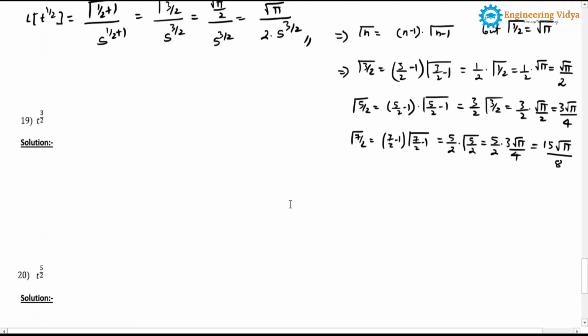In a similar way we can calculate the Laplace transform of t raised to 3 by 2 also. To calculate the Laplace transform of t raised to 3 by 2, again we will apply the same formula.